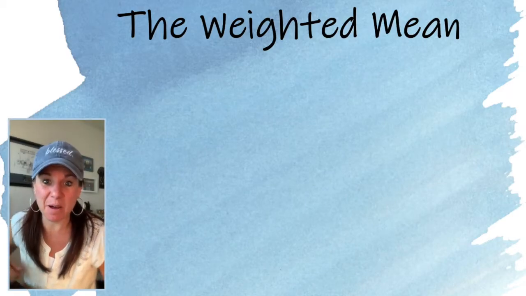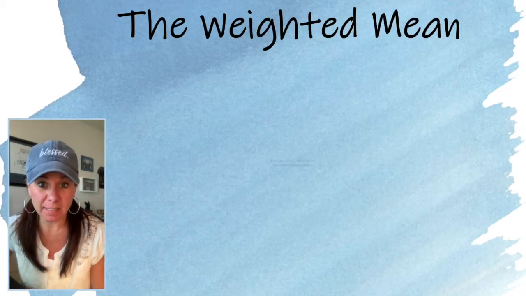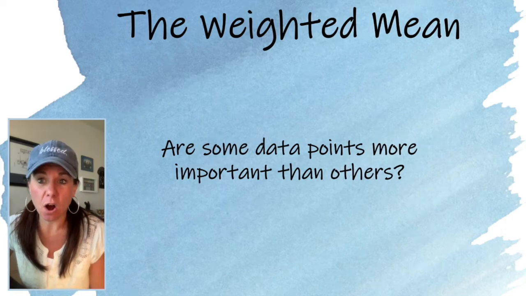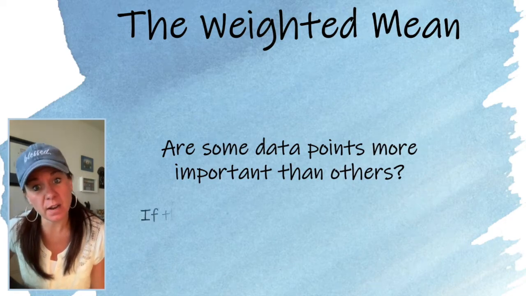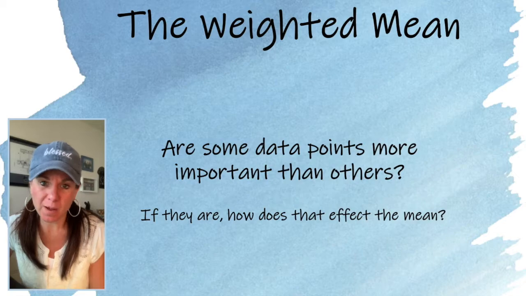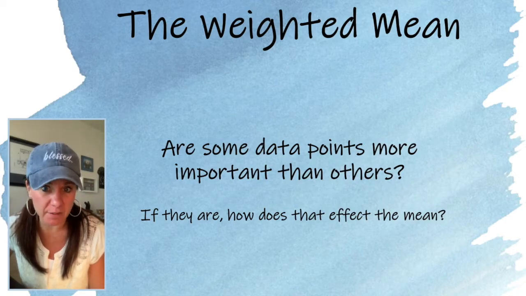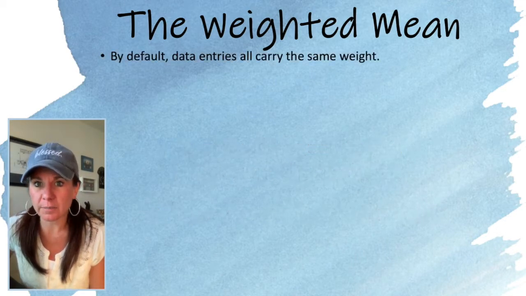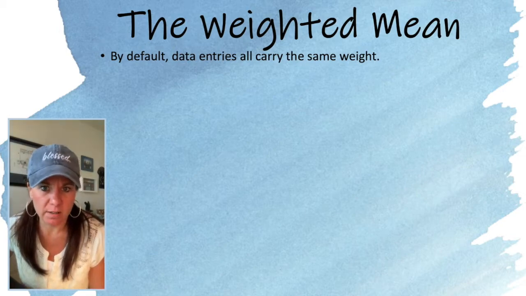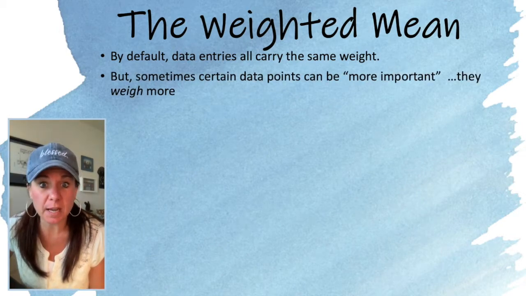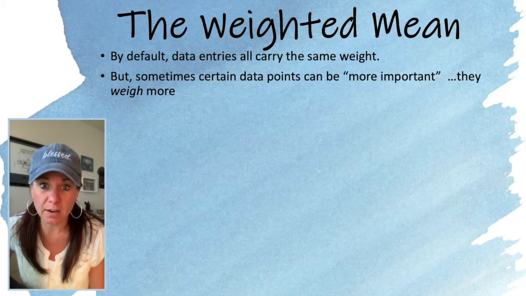This lesson is about what we call weighted mean. Basically, the question that we're asking is, are some data points more important than others? And if they are, well, then how does that affect the mean or the average? By default, all data entries just carry the same weight. But there are some times when certain data points carry more weight.